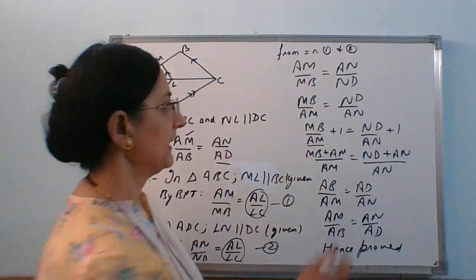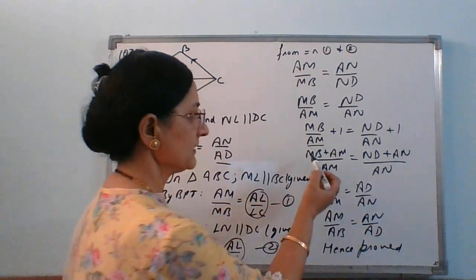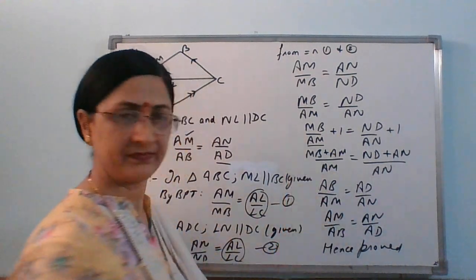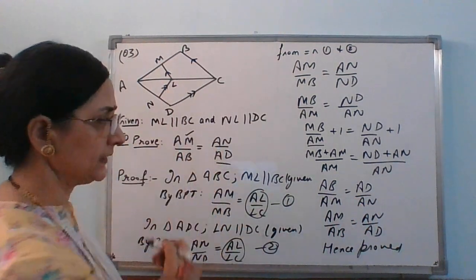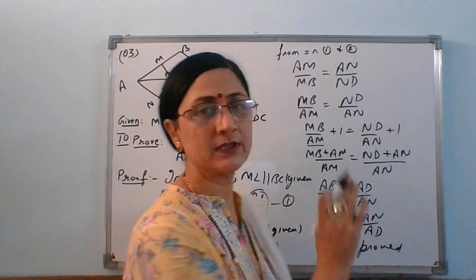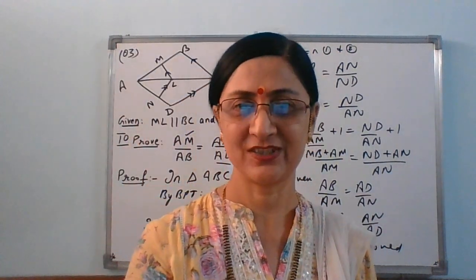Here similarly, I did the same thing. After adding 1 and taking out the LCM, we found AB upon AM, right? That is the result we got. But AM is in the numerator and AB is in the denominator, so we just reversed it again. After reversing, we got the result. Okay, now next question, children.